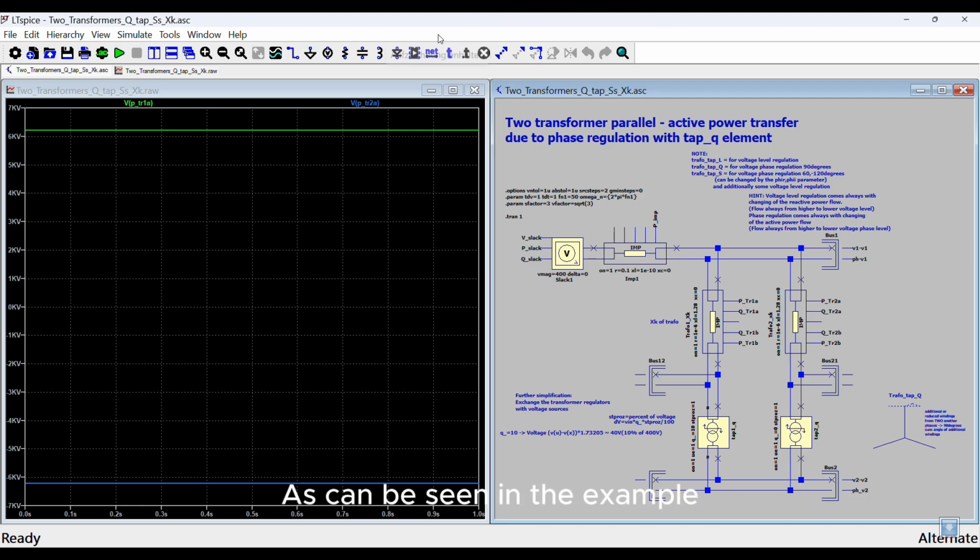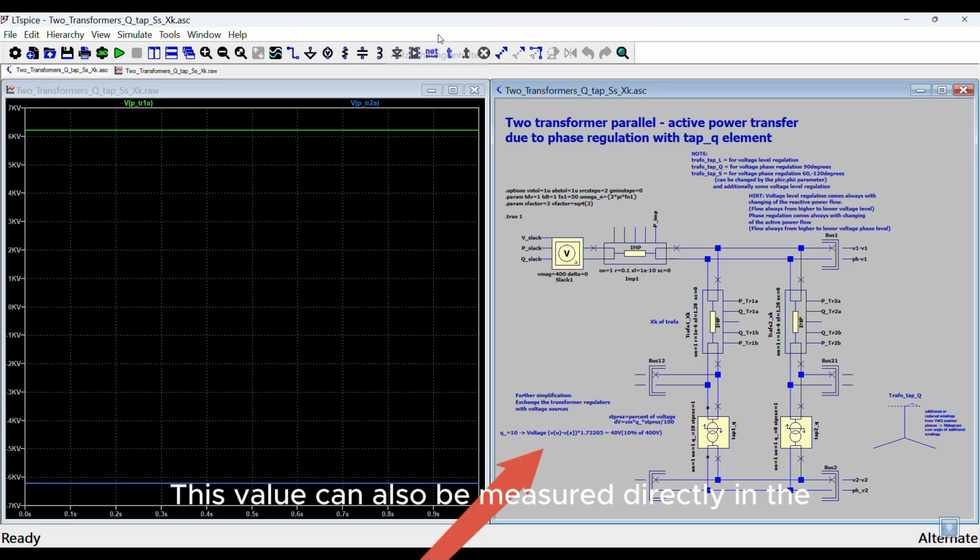As can be seen in the example, the voltage across the TAP1Q element is approximately 40 volts. This value is calculated by multiplying the nominal voltage of the circuit by Q and the ST percentage, divided by 100: 400 volts times 10 divided by 100 equals 40 volts. This value can also be measured directly in the circuit because the value is purely imaginary, and the differential voltage at the element can be measured at its imaginary pins. The differential voltage is approximately 23 volts. Multiplied by the square root of 3, this results in 40 volts.